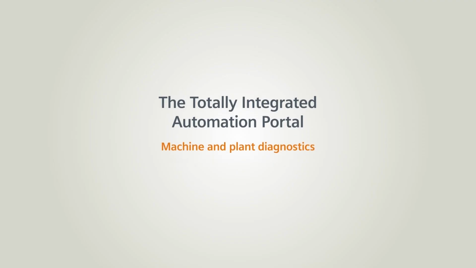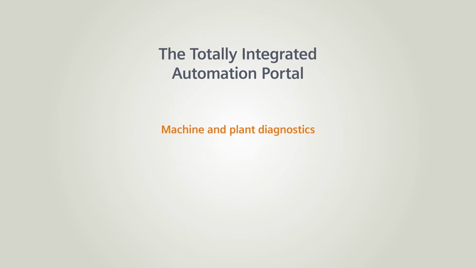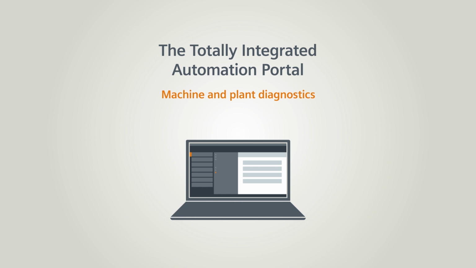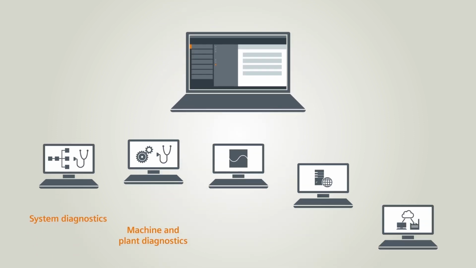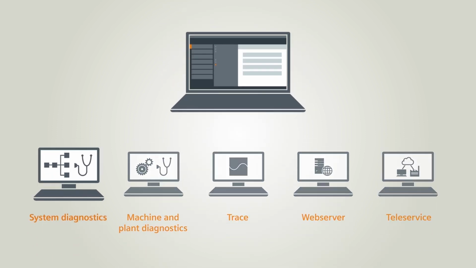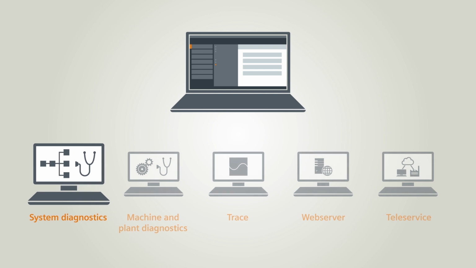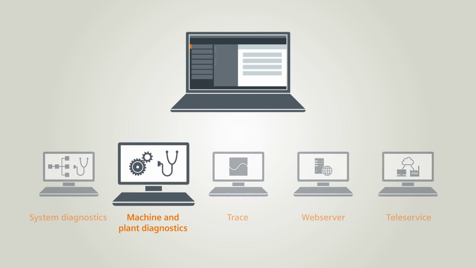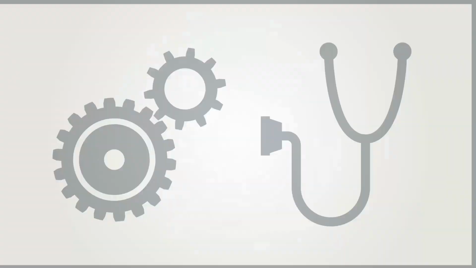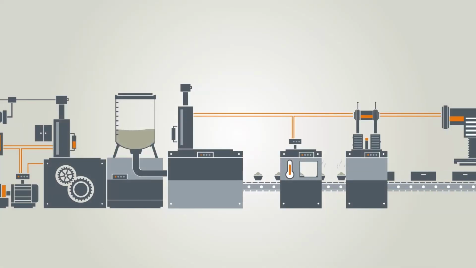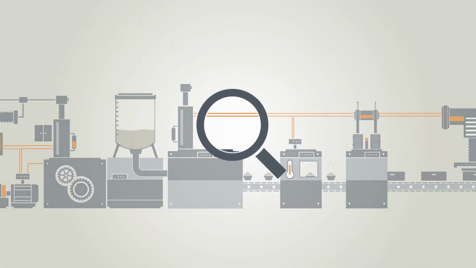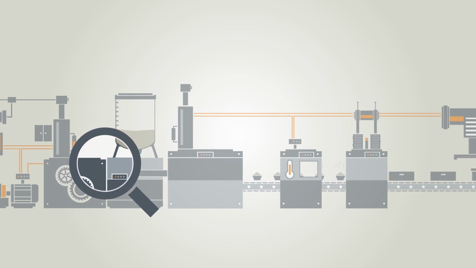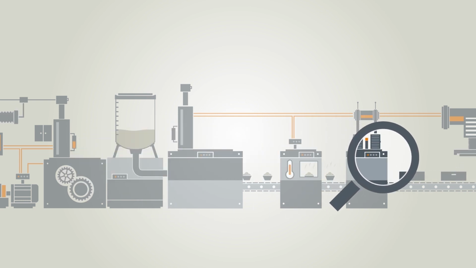In this chapter, you will learn how you can monitor your machinery or plant with ProDiag in the TIA portal. With the integrated system diagnostics, you can troubleshoot the devices and modules in your plant. With the process diagnostics ProDiag integrated in the TIA portal, you can individually configure the monitoring of process variables for your plant and thus troubleshoot faults while the system is running.